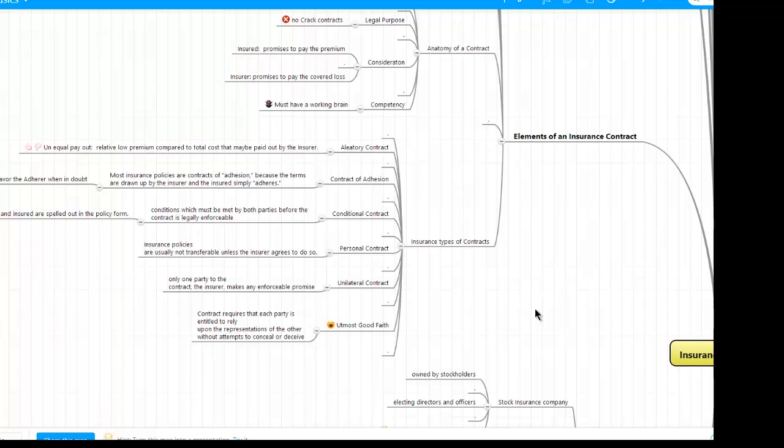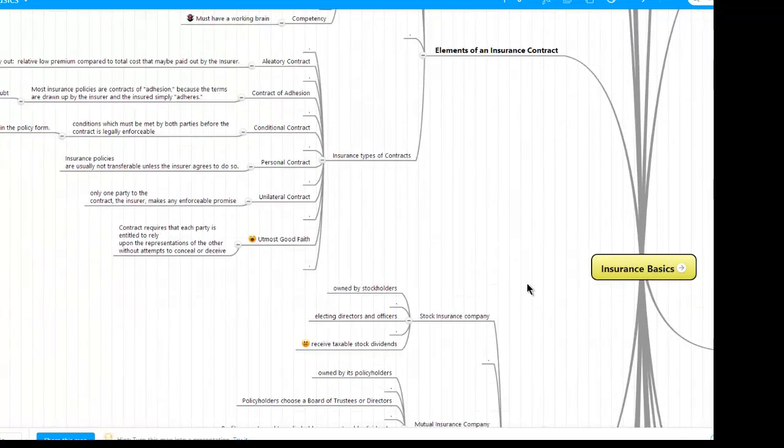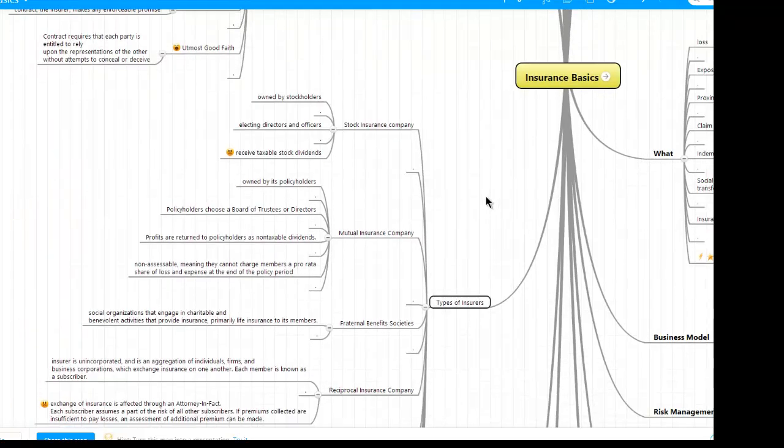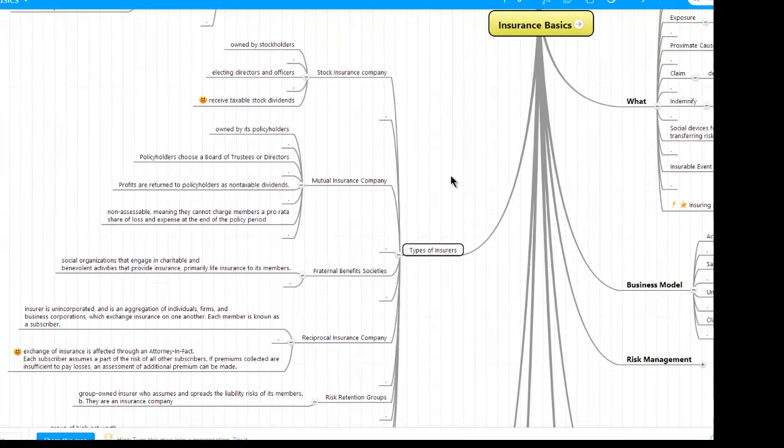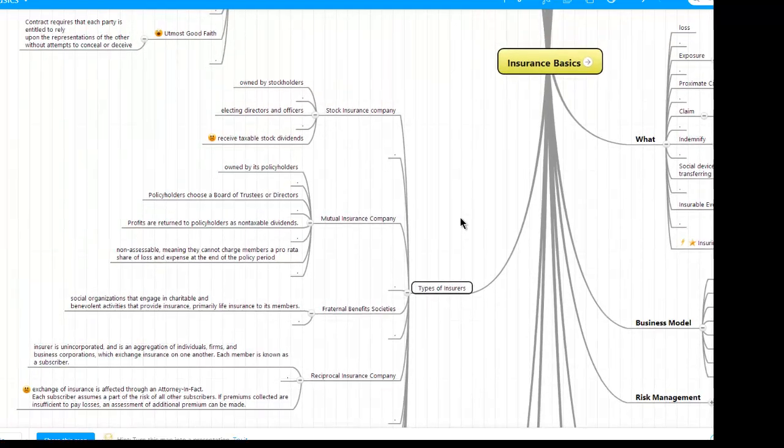Alright, now how about the actual business and the types of insurances that you're going to get, and types of insurers. Almost anybody can be one. I mean, if you have enough money and enough set aside monies, I suppose you could open up your own insurance company.